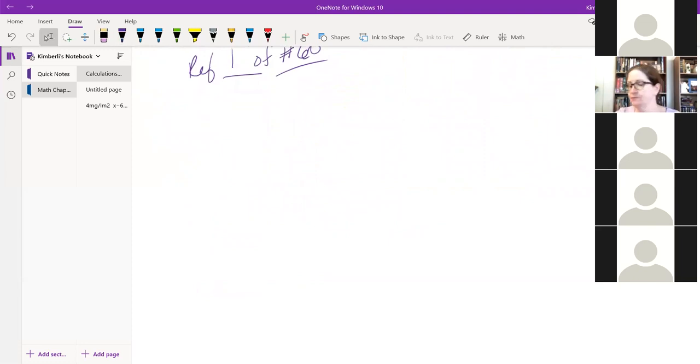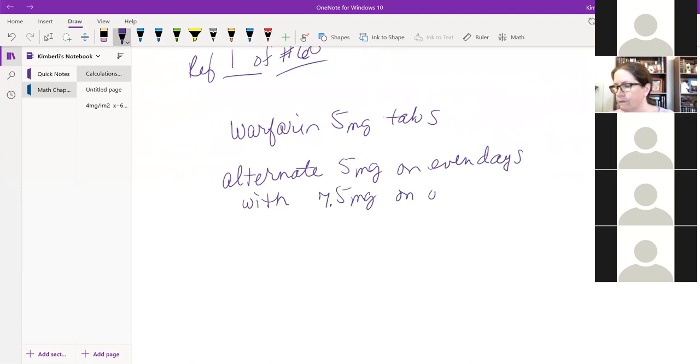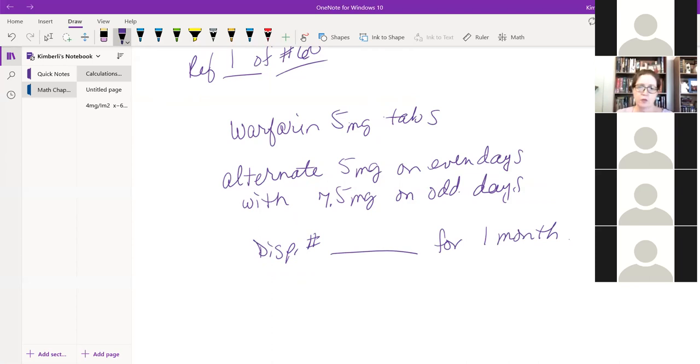All right, let's look at another one. This is a fun one. So we're giving the patient warfarin, which is a blood thinner, and it's used to prevent a second heart attack or a stroke. And the directions say alternate 5 milligrams on even days with 7.5 milligrams on odd days.